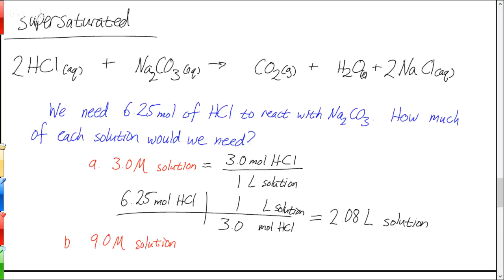And let's think about that logically and see if it actually makes sense. Our 3 molar solution tells us that there are 3 moles in every liter. We want a little more than 6 moles, so it means we need a little more than 2 liters if there's 3 moles per each liter. Does that make sense? All right, try the next one then. What if you had a 9 molar solution? How much of that solution would you need?